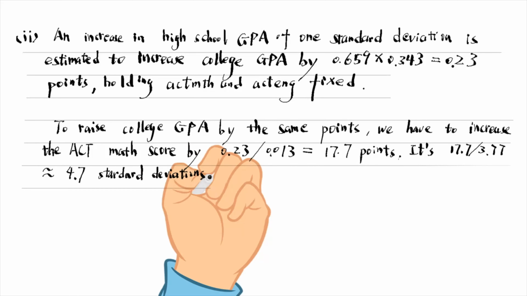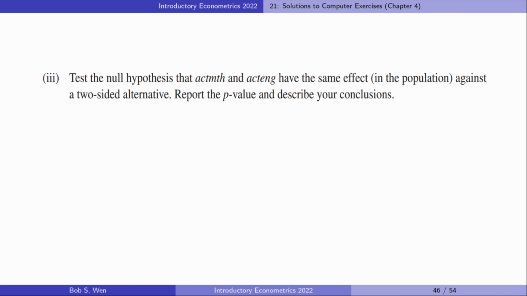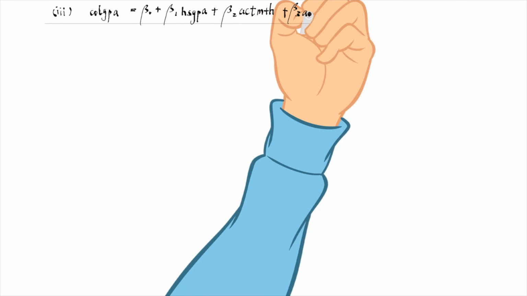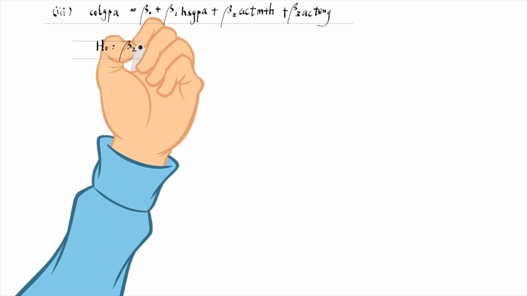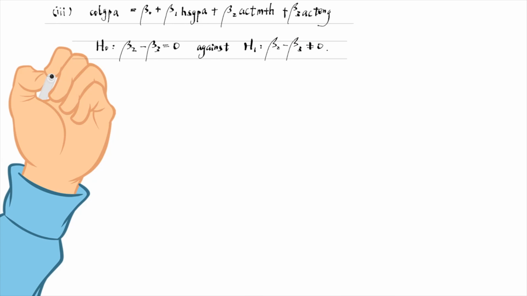It is approximately 4.7 standard deviations. It implies that ACT Math score has a much smaller effect than high school GPA on college GPA. In the third part, the null hypothesis is that beta 2 minus beta 3 equals 0 against the two-sided alternative beta 2 minus beta 3 does not equal 0. Now we have 3 methods.